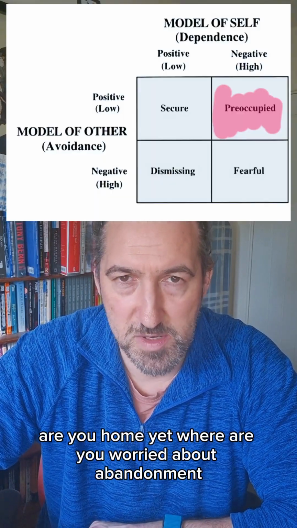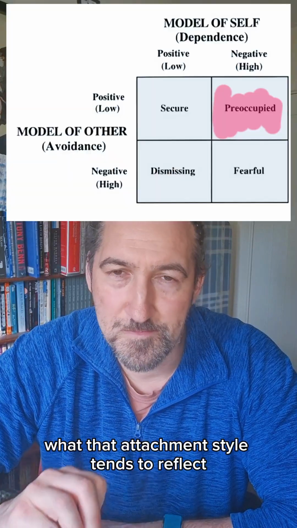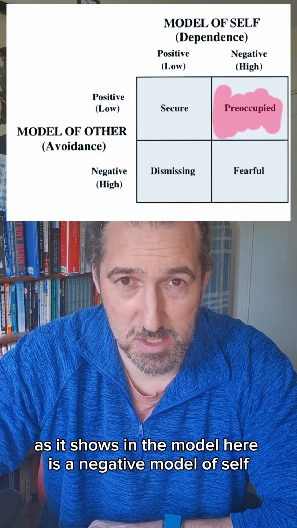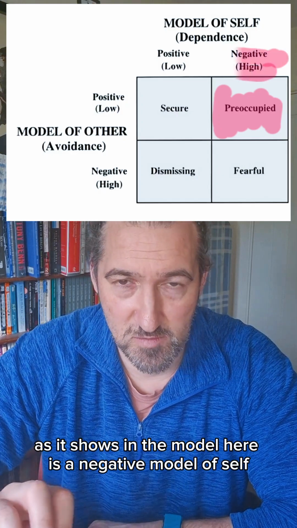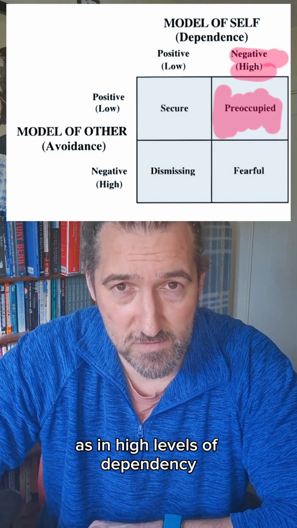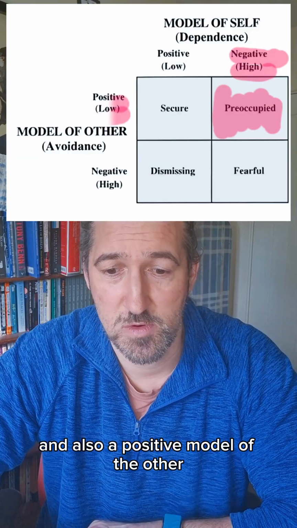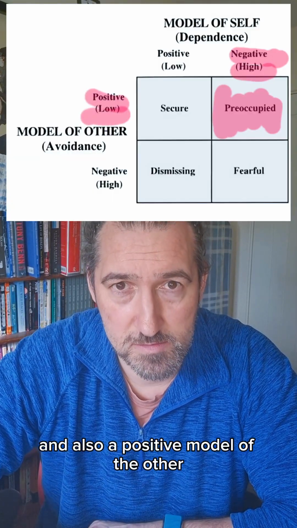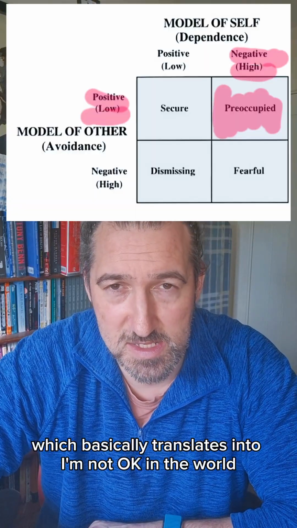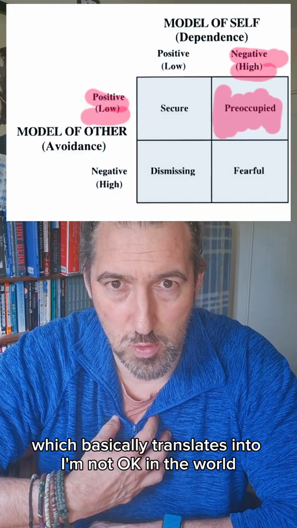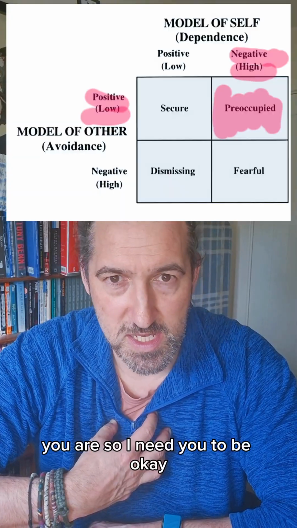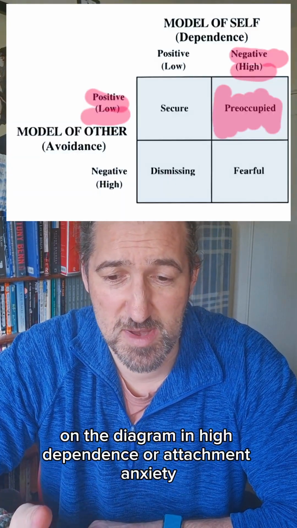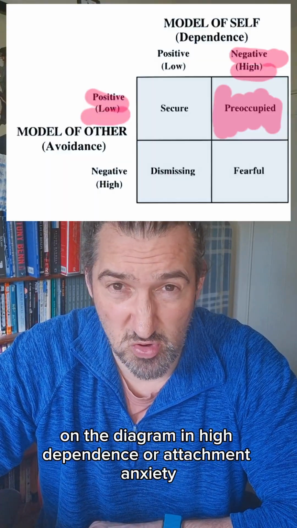Where are you? Worried about abandonment. What that attachment style tends to reflect, as it shows in the model here, is a negative model of self, as in high levels of dependency, and also a positive model of the other, which basically translates into, I'm not okay in the world, you are, so I need you to be okay. And that's basically reflected on the diagram in high dependence or attachment anxiety.